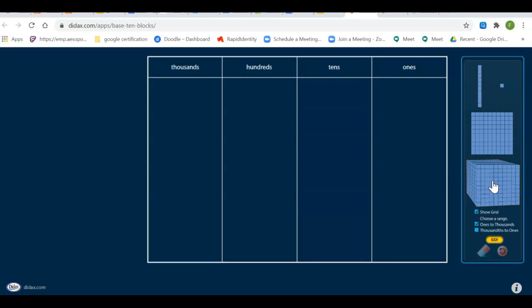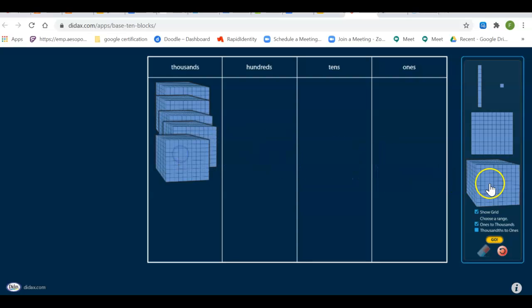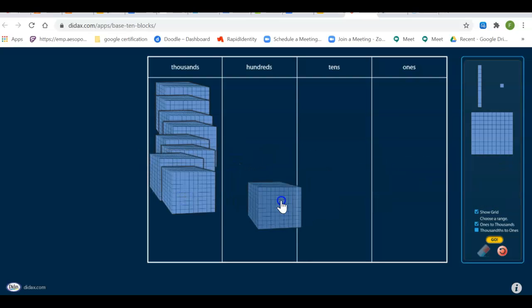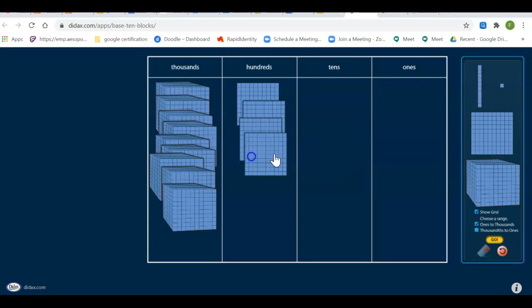Okay, so for the first number, 9,741, we need 9 of these in the thousands place. You're going to have to drag and drop these. So that's 1, 2, 3, 4, 5, 6, 7, 8, 9. For the hundreds place, we need 7 hundreds, so we need to drag 7 of them. 1, 2, 3, 4, 5, 6, and 7.